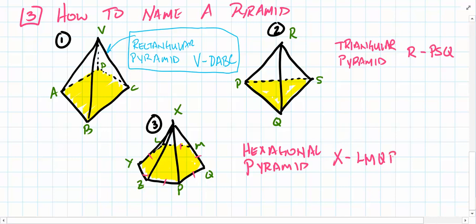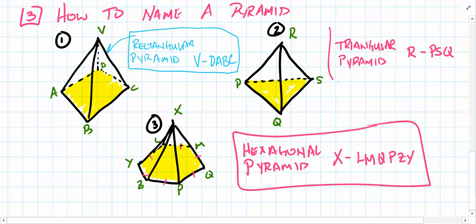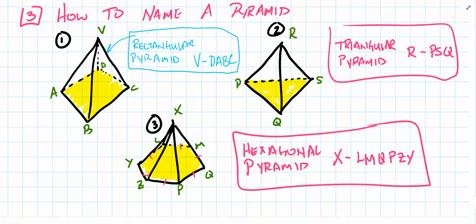So yes, that was a hexagonal pyramid. And this is a triangular pyramid, and then I have a rectangular pyramid. So when we talk about pyramids, we describe the base, right? And then we start at the vertex and then go around the base in any order as long as you stay in an order around the base.